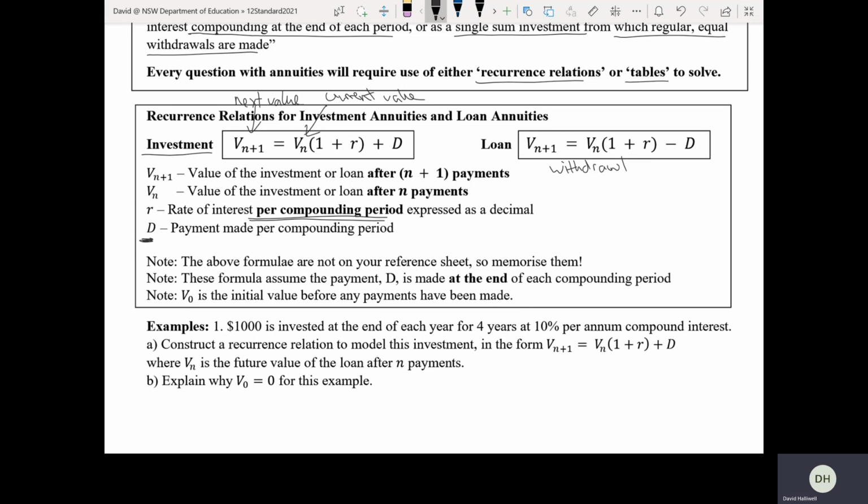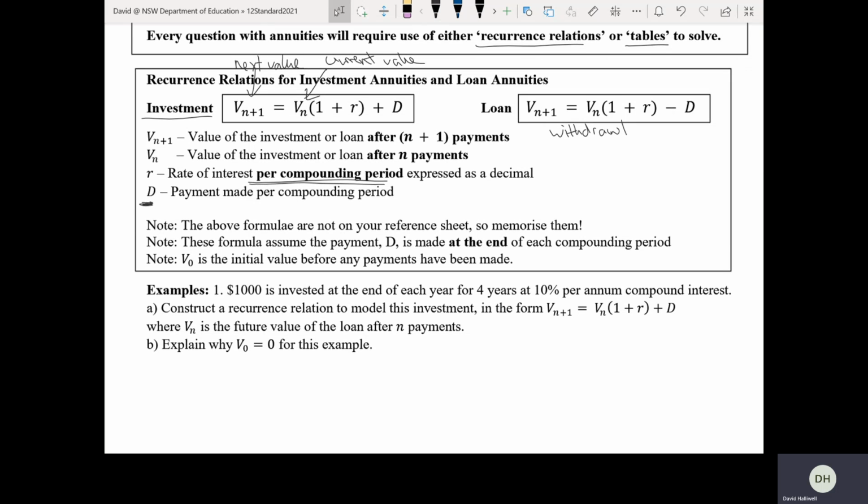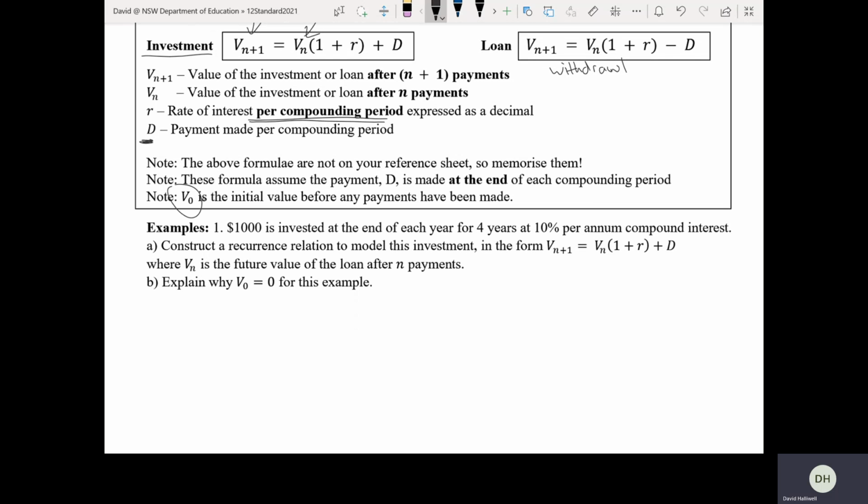And D here is a new letter. It's going to be your regular payment. So if you're making $100 a month, D would be 100. Okay, so that's what D is, the regular payment. Note the above formulas are not on the reference sheet, so memorize them. Note these formulas assume that the payment is made at the end of each compounding period. And note that V0 is the initial value before any payments have been made. So remember, V0, the naught there, refers to the starting or initial value.